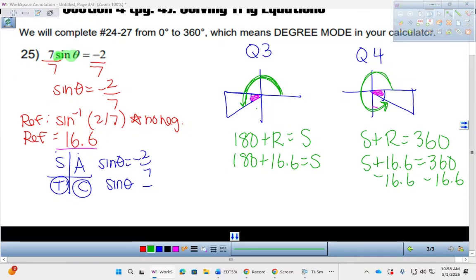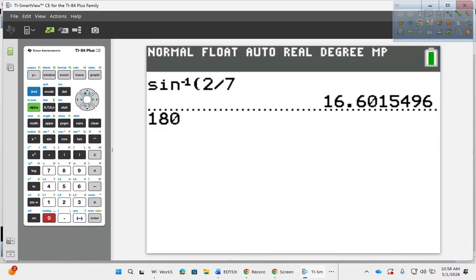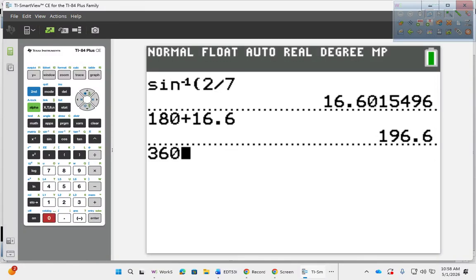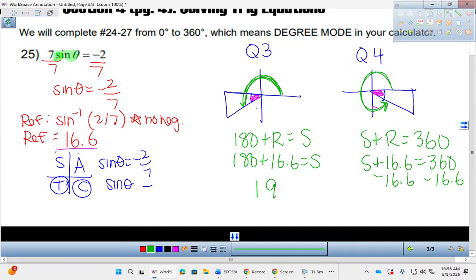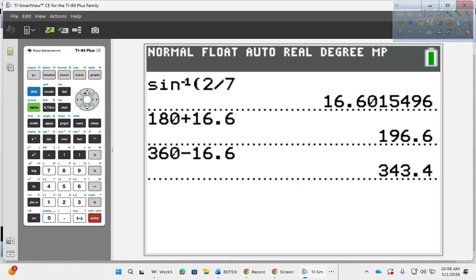So 180 plus 16.6 and 360 minus 16.6. Those are my 2 final answers. 196.6 is answer 1, and answer 2, 343.4.